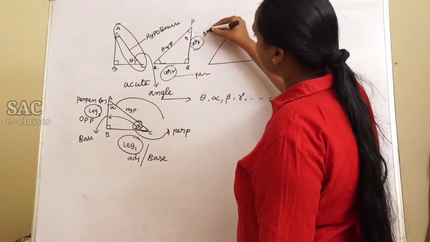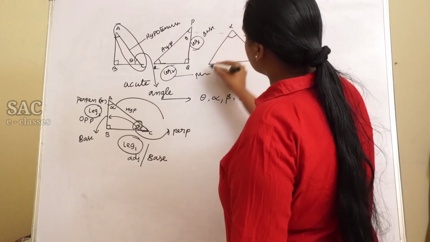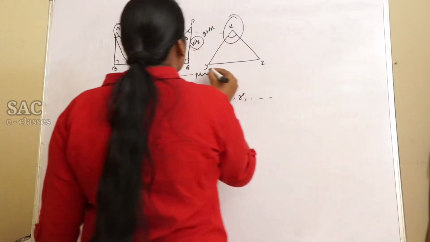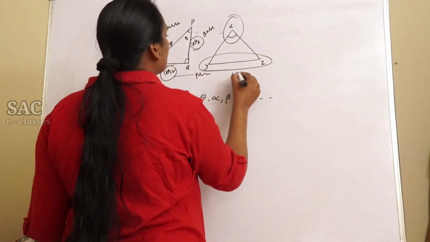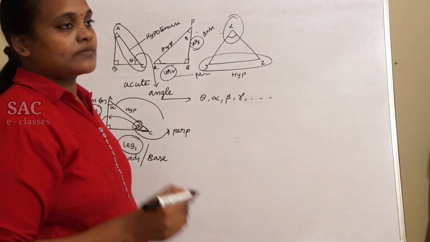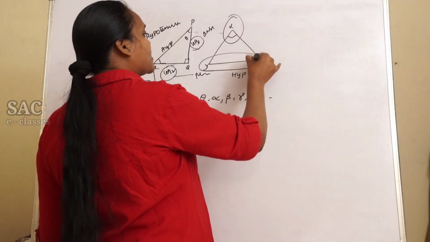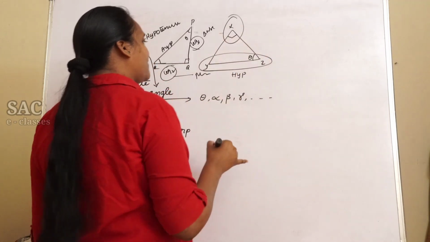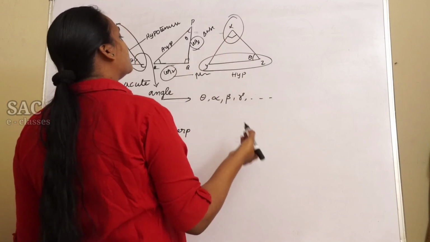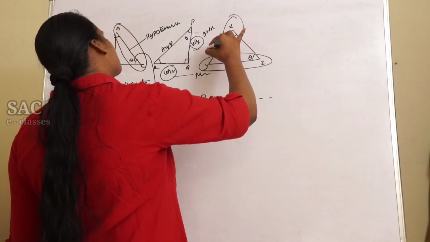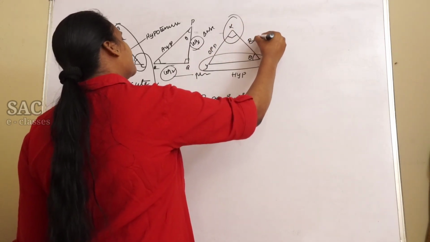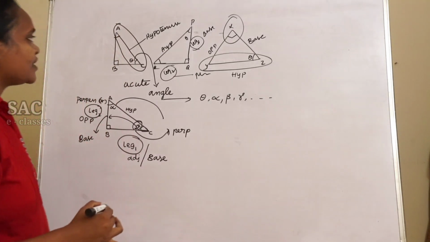is called the base. In the triangle XYZ, clearly X is the right angle, so we call YZ the hypotenuse. Then which is the perpendicular and which is the base depends on the angle of reference. So maybe the angle of reference is theta. For theta, which is the opposite and which is the base? XY is called opposite where XZ is the base. These are the situations.